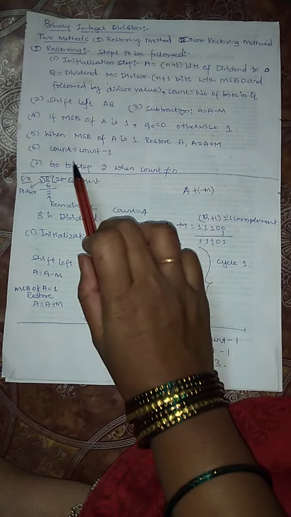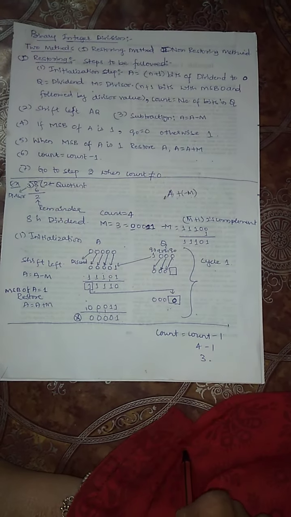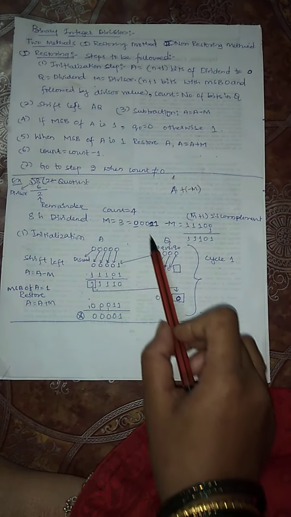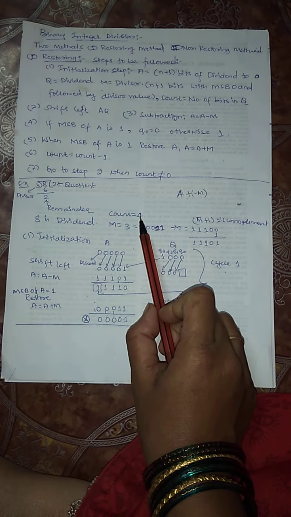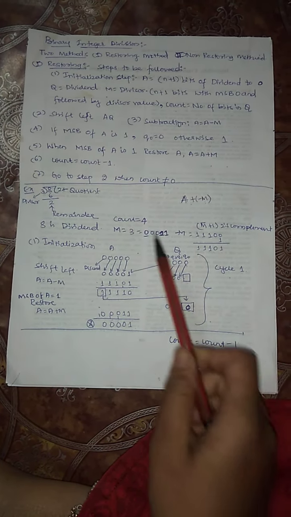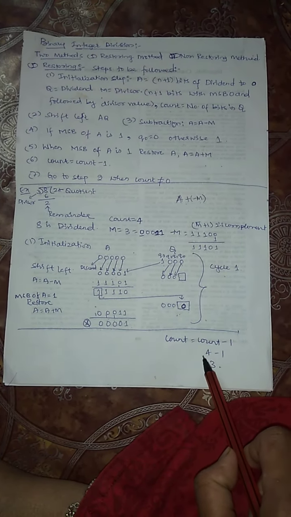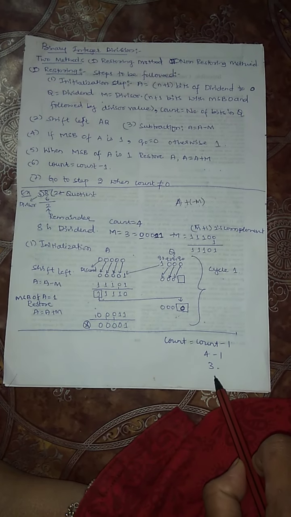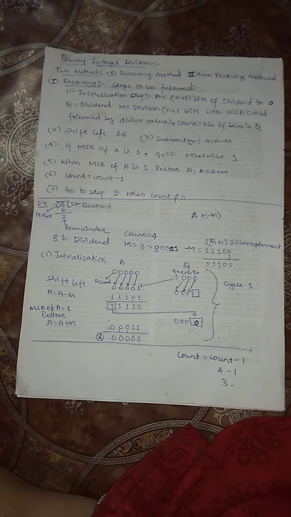So what is the next step? Count is equal to count minus 1. What is the value of count here? The value of count is 4. Count minus 1 means 4 minus 1, which is 3. Now is it 0? No, it is not 0. So we are going for the next cycle here.